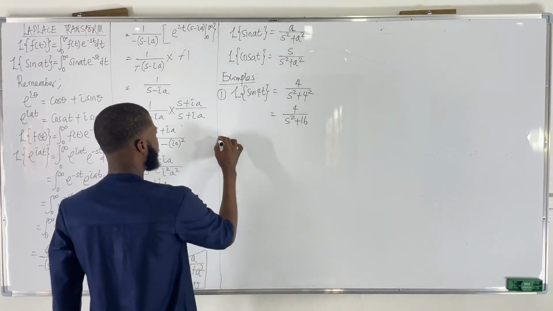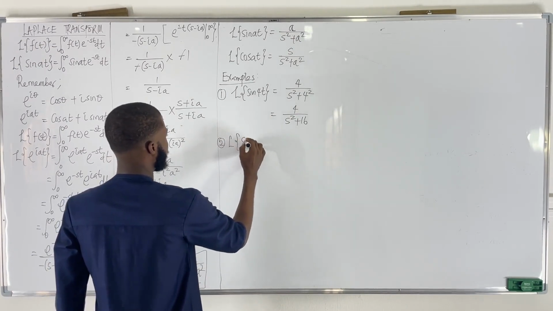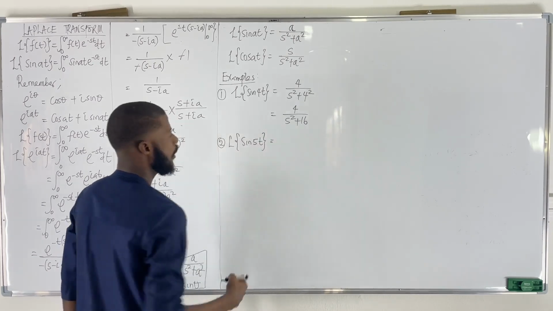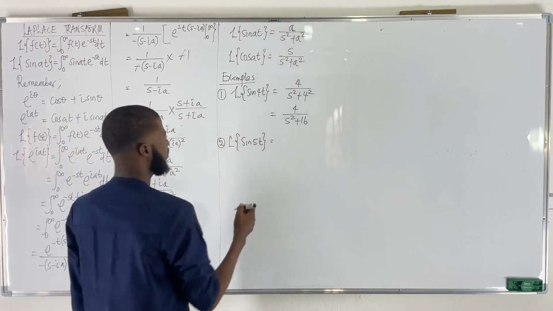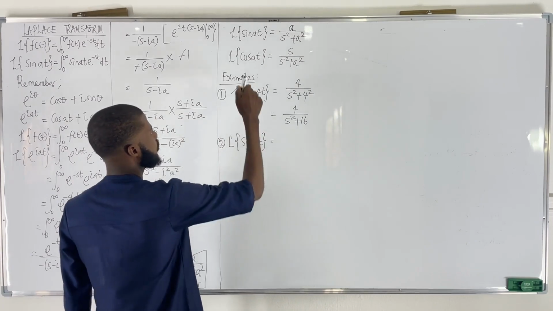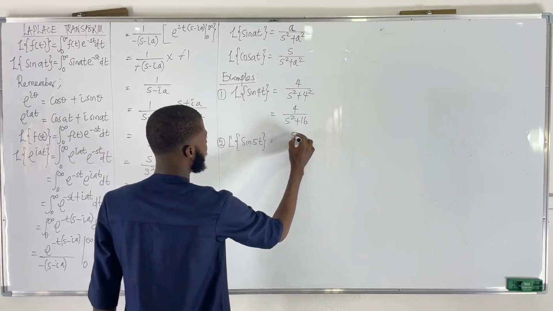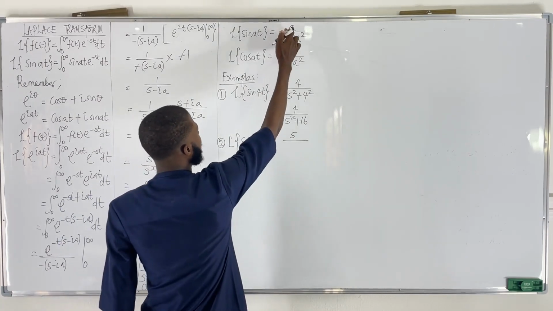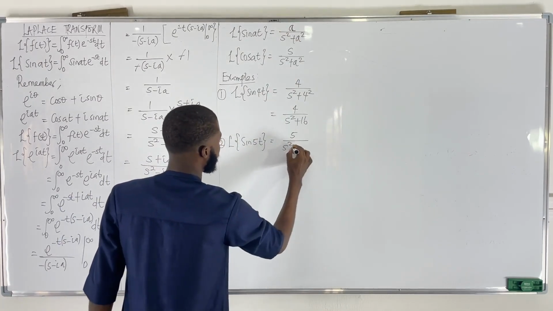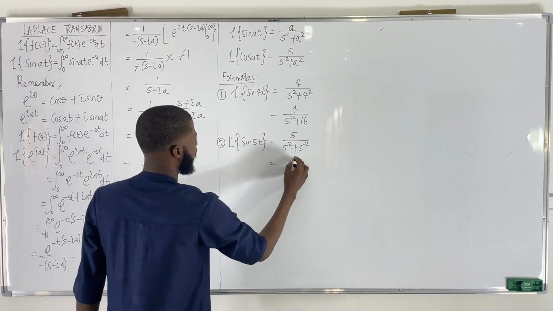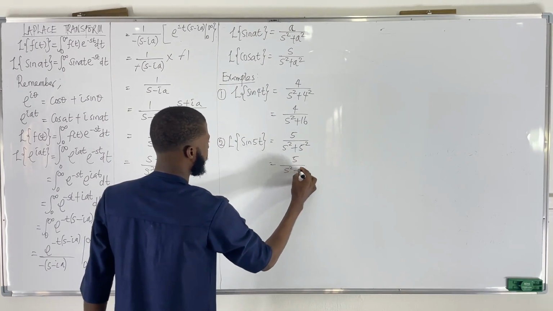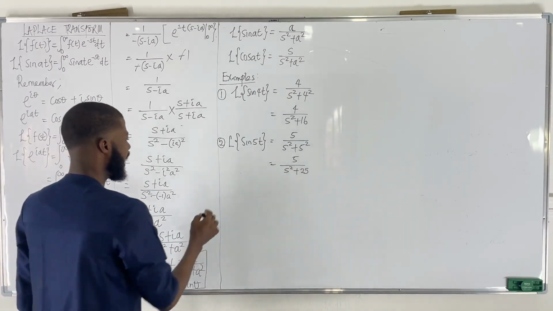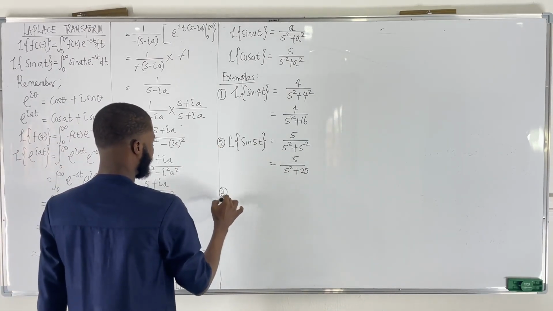Next, let's find the Laplace transform of sine 5t. Now what would this one become? This is 5, because a is now 5. So this is 5 over s squared plus 5 squared, so that will be 5 over s squared plus 25. Very, very sweet.